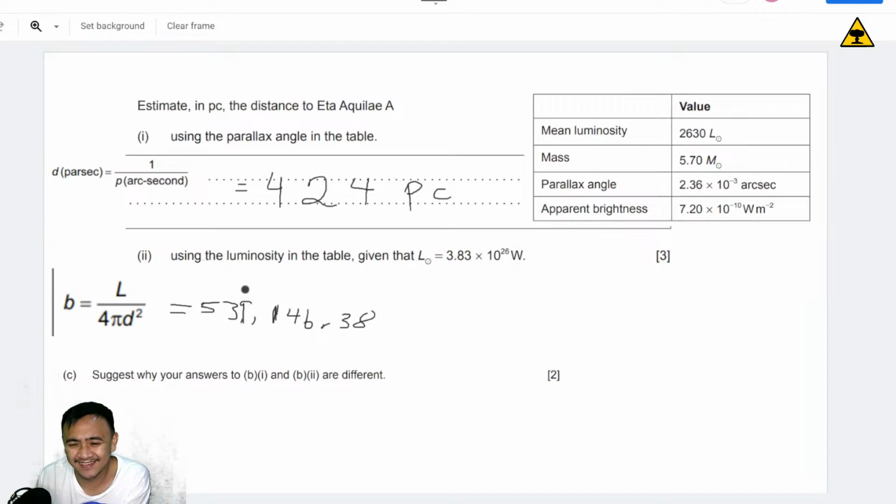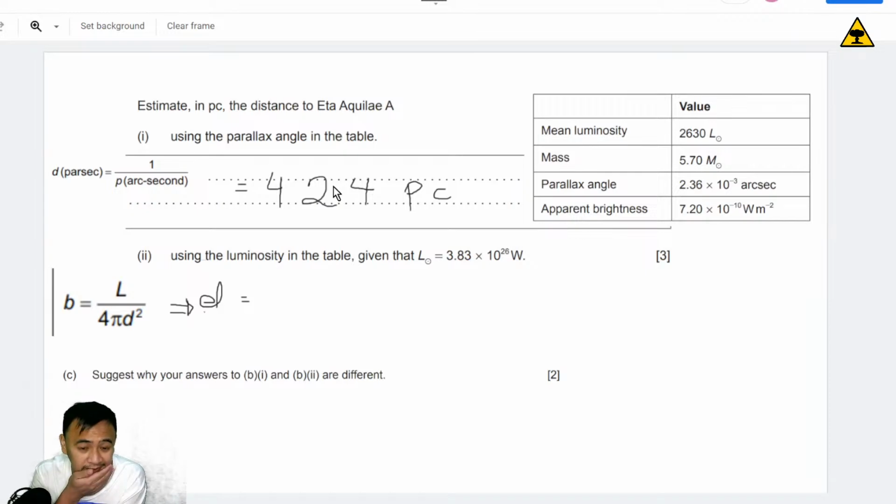Oh wait, sorry. I'll give you a hint. The distance you will get here would be in meters, so you have to convert that into parsecs afterwards. Wait, calculator says no solution found. Yeah, because it's too big, I think. Right? Yeah. That's not convenient.